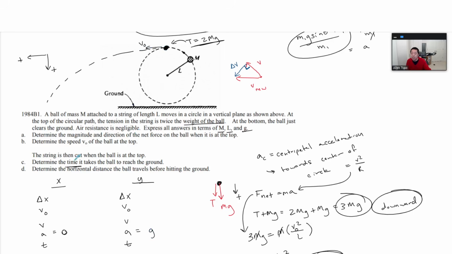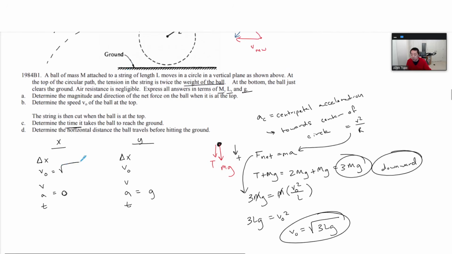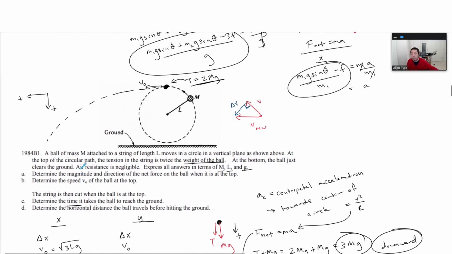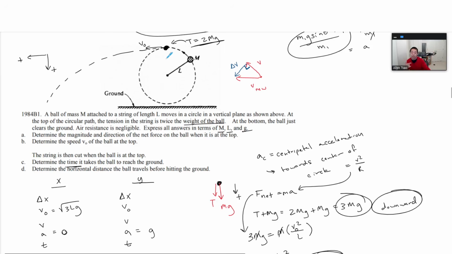Now the initial velocity in the x is only horizontal and it's to the left. So it's equal to what we got here, the square root of 3Lg. But there is no vertical component to this velocity. Right at the top here, it's only moving left, so the initial vertical component is 0.